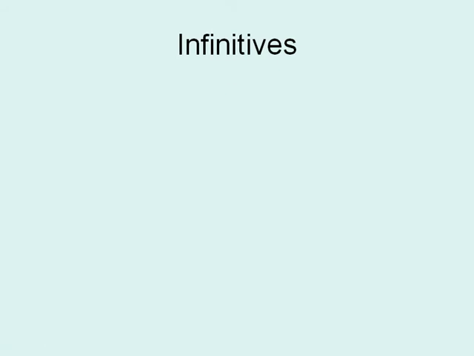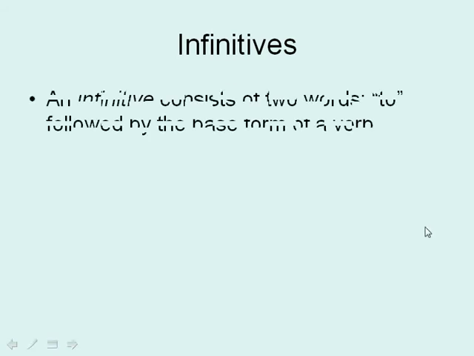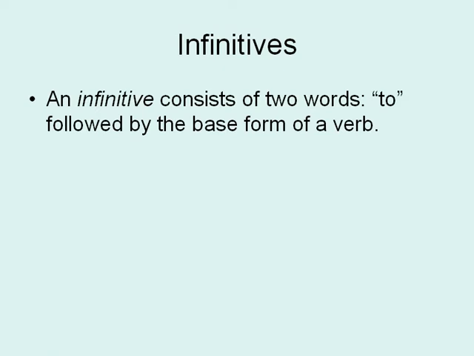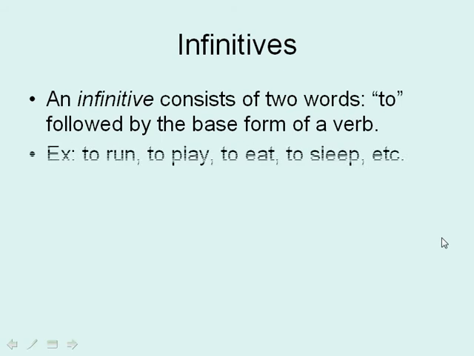First of all, we look at infinitives. Basic definition of infinitive. An infinitive consists of 2 words, namely to, followed by the base form of a verb. Some examples: to run, to play, to eat, to sleep, etc. Now, what do we mean by the base form of a verb?